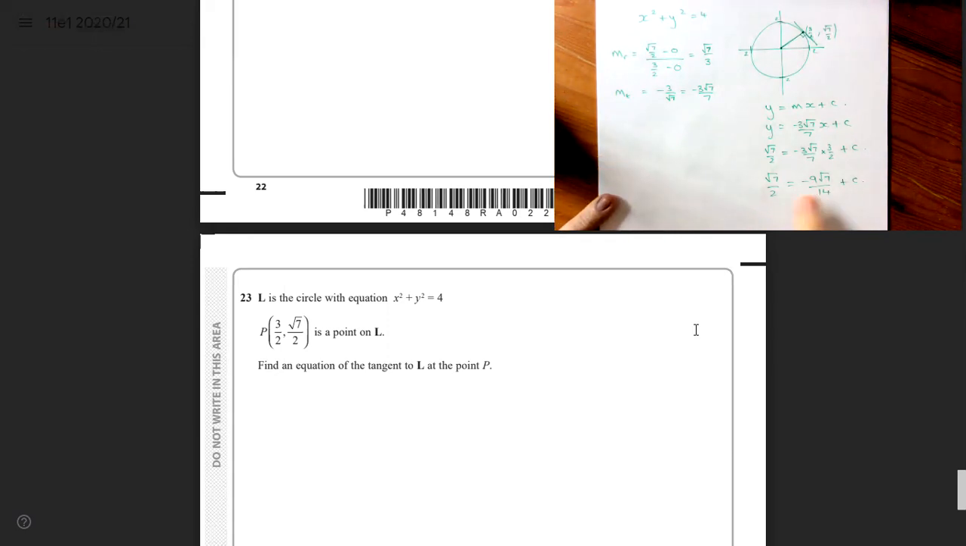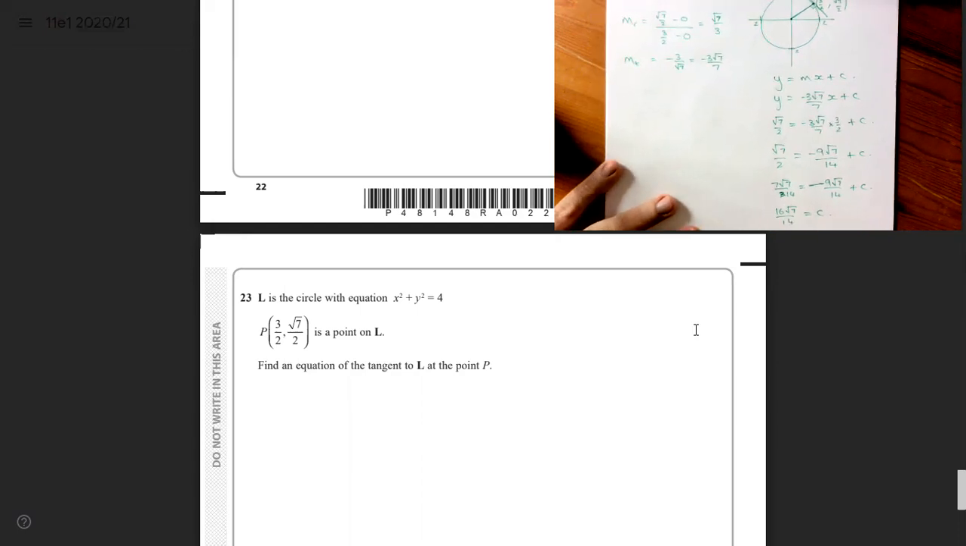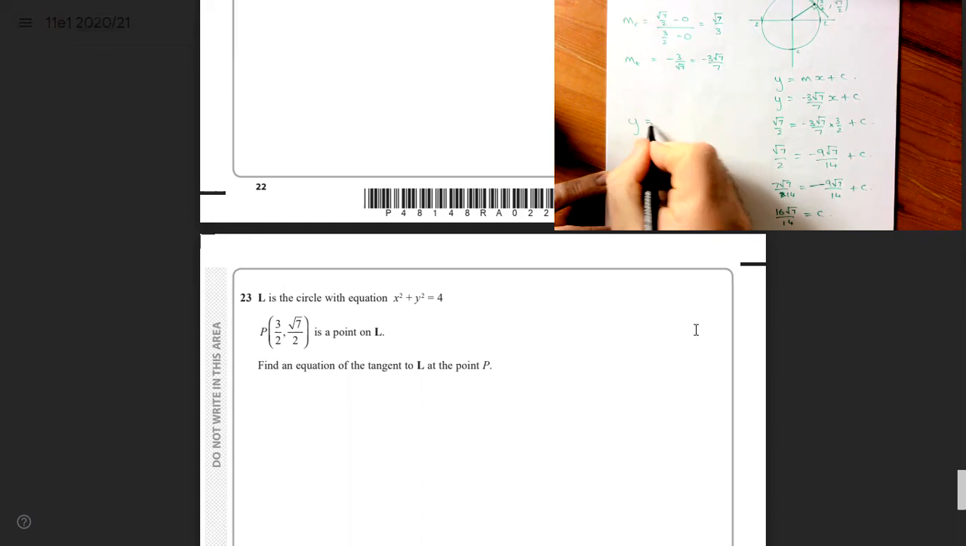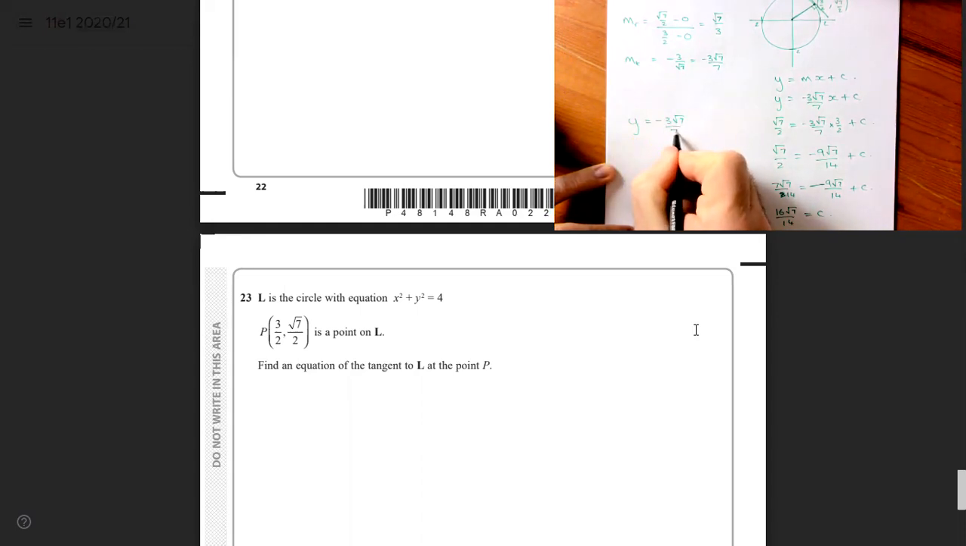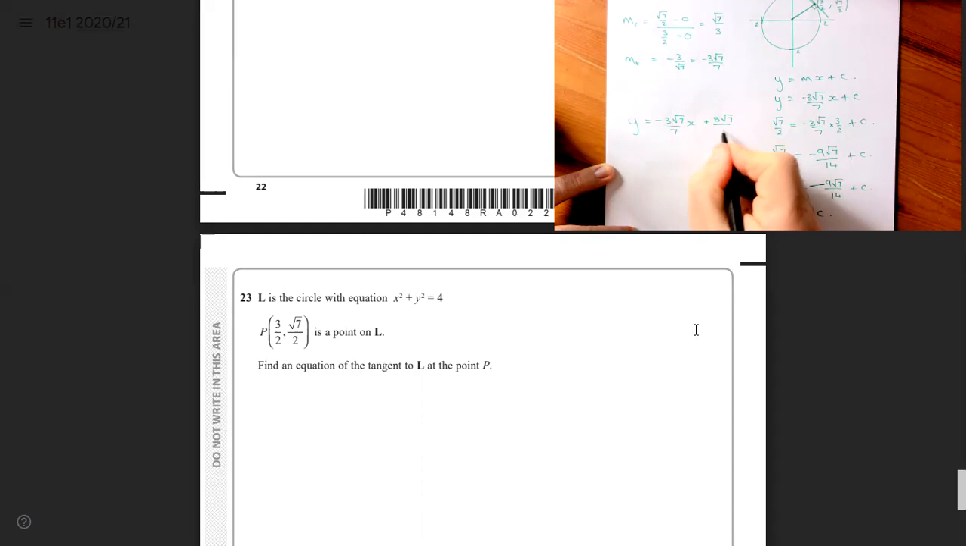Now, this is over 14, so I'm going to make this over 14. So that becomes 7 root 7 over 14 equals minus 9 root 7 over 14 plus c. Add the 9 over to here, so that should be 14 as well. So add the 9 over, 16 root 7 over 14 equals c. So now my straight line is y equals minus 3 root 7 over 7 x plus 16 root 7 over 14, which is 8 root 7 over 7.